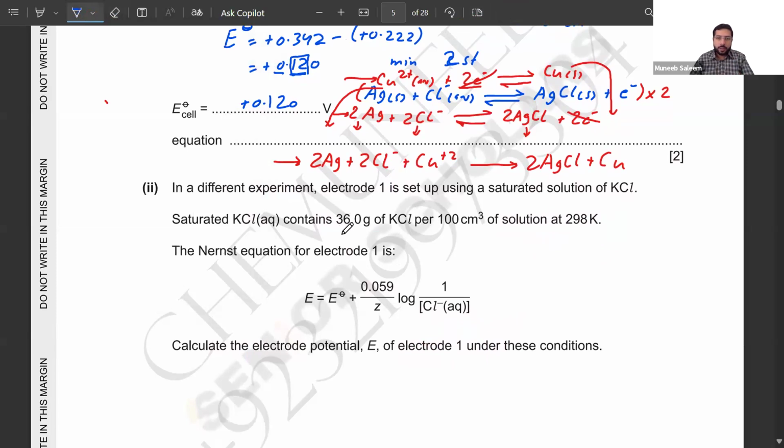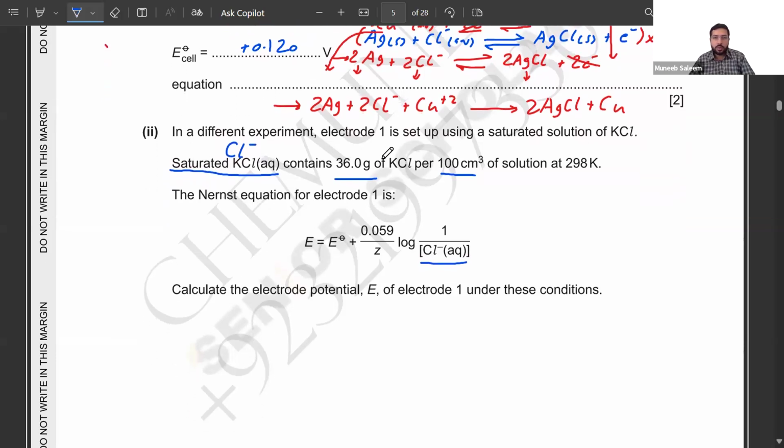Now, in this question, we are given this information about the KCl, and we are supposed to find the electrode potential E at non-standard condition for chloride ion. We can see that a saturated solution of KCl aqueous contains Cl negative. So from this mass and volume of the KCl, we can definitely find out the electrode potential of the Cl negative. All right, so how can we do it?